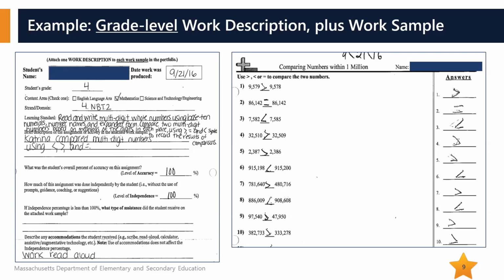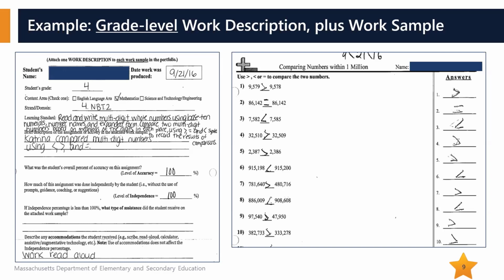You will see, though, the learning standard requires a student to read and write multi-digit whole numbers using base 10 numerals, number names, and expanded form. So the student would have to submit more work samples demonstrating all aspects of the standard: expanded form, number names, and base 10 numerals to receive credit for the standard. More work samples, identifying all aspects of the standard.